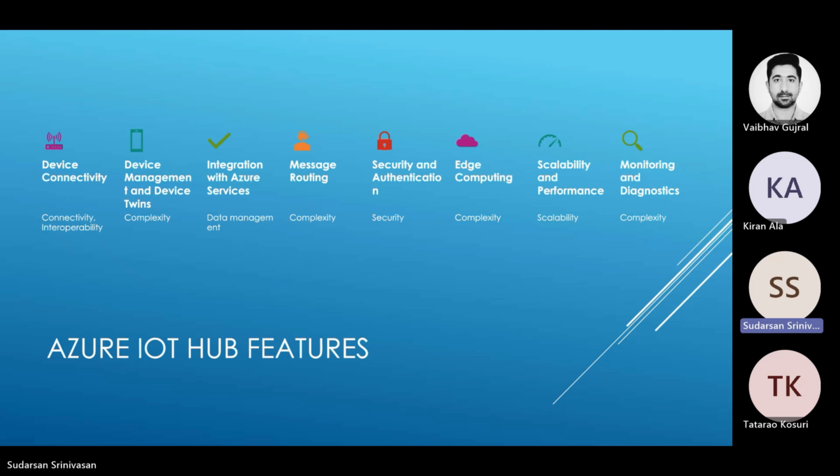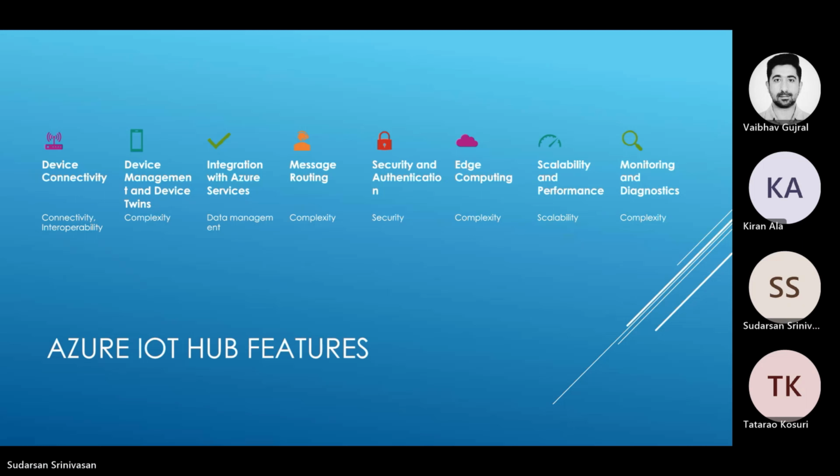So let's look at the major features of IoT Hub. This slide is basically to explain the major features of IoT Hub and the challenges that each of these addresses. At the end of the day, we want to tick all those challenge boxes that we listed, or at least see which of those boxes is not getting ticked. So that's the purpose of this slide.